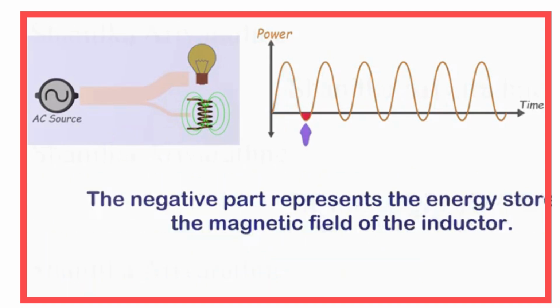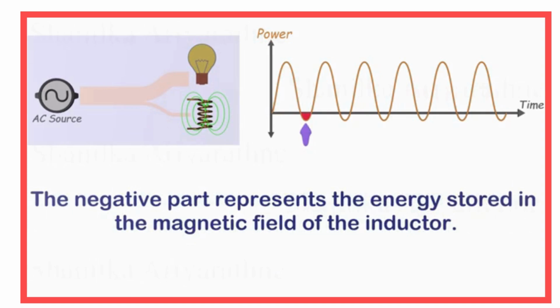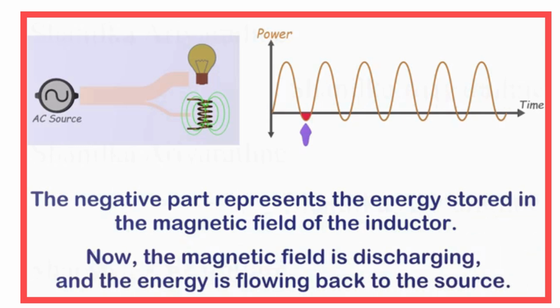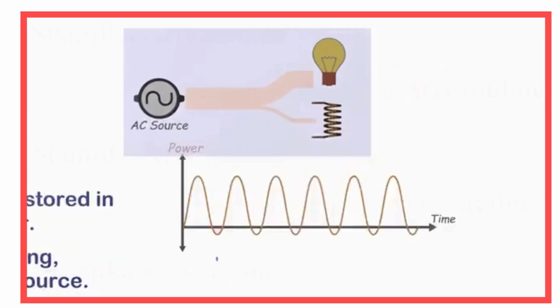The negative part represents the energy stored in the magnetic field of the inductor. Now, the magnetic field is discharging, and the energy is flowing back to the source. However, this energy does not go in a useful way. It only exchanges back and forth between the source and the inductor. During this period, the light bulb does not receive energy. This process repeats.